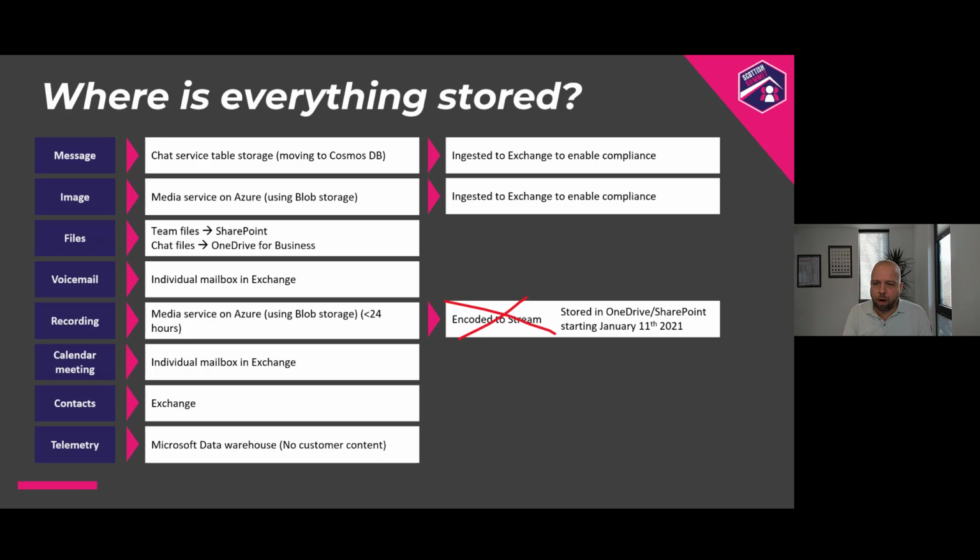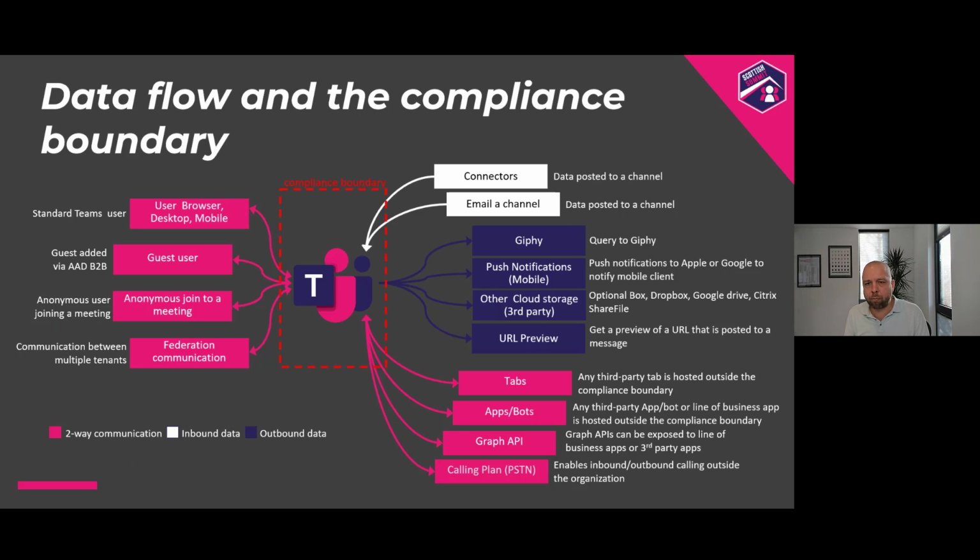Now, we know where things are stored right now, but there's also interaction with other platforms, mechanisms, services outside the compliance boundary of Microsoft Teams. And that's where this image, this diagram comes in play. So here we have Microsoft Teams in the center, and with certain services, there's data going outbound, only outbound data going to other services. And there's also inbound data, but most of these services, they have two-way communication.